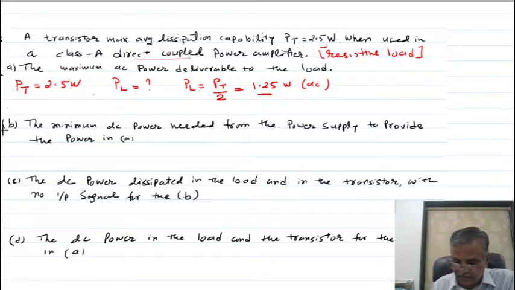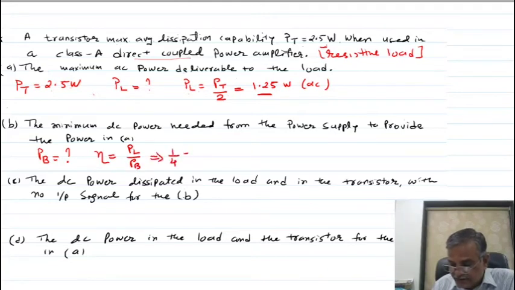Second question. B: the minimum DC power needed from the power supply to provide the power in A. Means they are asking PB. How much DC power is required? We know that efficiency is equal to PL by PB. And what is the efficiency here? Efficiency for a direct coupled amplifier is 25%. 25% is 1 by 4. So it is 1.25 over PB. From this I can write PB is nothing but 5 watt.